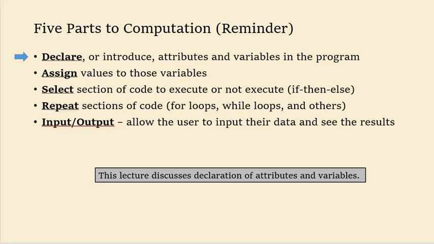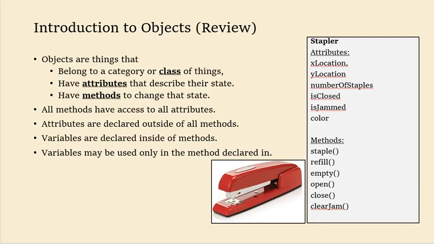As a reminder, there are 5 parts to computation. We've gone through declaration and assignment so far in the camp, so you've been able to declare variables and assign values to those variables, and then you can print out the results. We're going to go back to declaration here to talk about declaring attributes. Also, if you remember, we've talked about what objects are. Objects are things that belong to a category or class, and they have 2 parts: attributes that describe them and methods that change the values of those attributes.